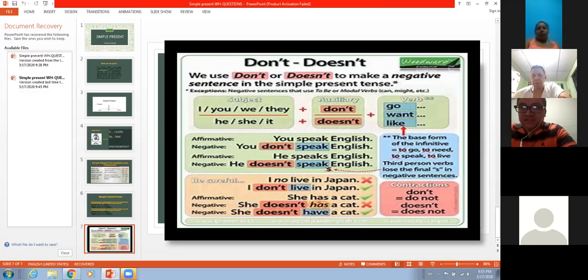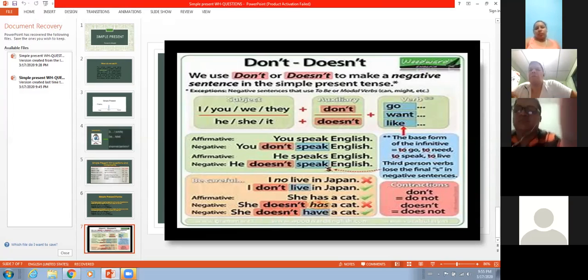This slide summarizes everything that we have double checked right now in regards to do and does. For example, for the subjects I, you, we, they, we have do, and the negative way, don't. For he, she, it, we have does, and the negative way, doesn't. Exactly.